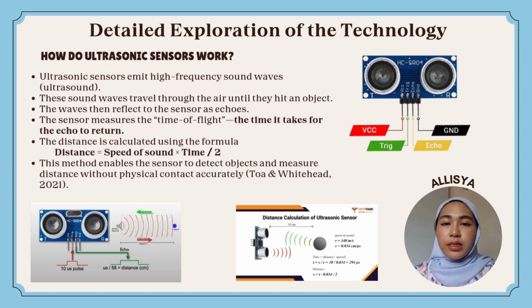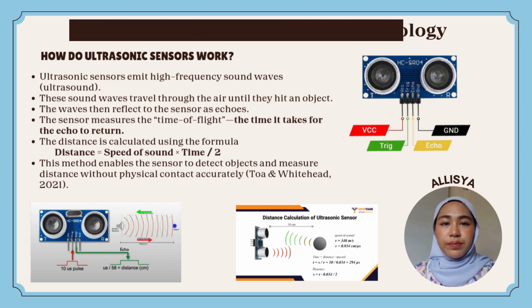Using that time, the distance to the object is calculated using the formula distance equals the speed of sound multiplied by time and divided by 2. This method allows the sensor to detect objects and measure distance without any physical contact, and it is known for being highly accurate.